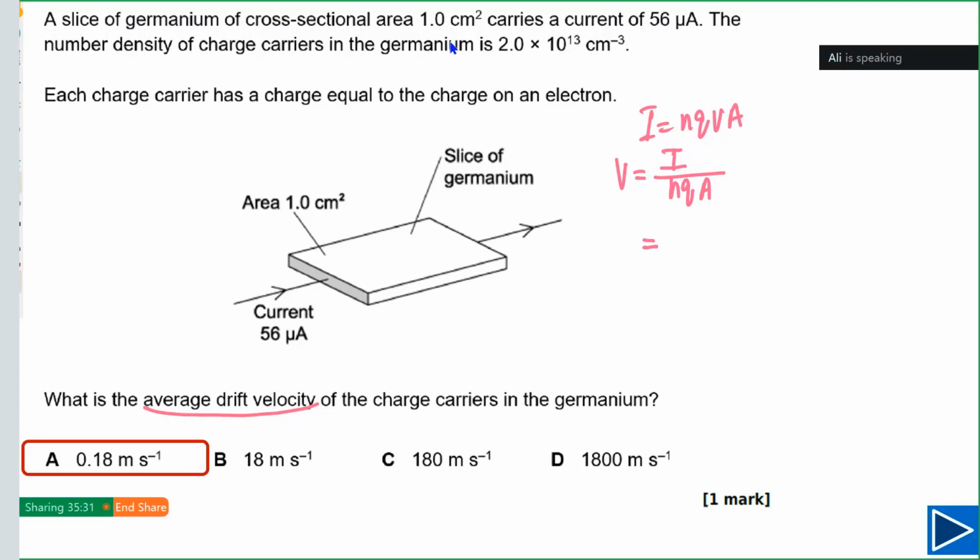What is the value of I? I is given to you here. This is not a base SI unit, so you have to convert into base SI units. So you can say this is 56 microamps. It means 10 to negative 6 amps. Divided by. Next one is N.